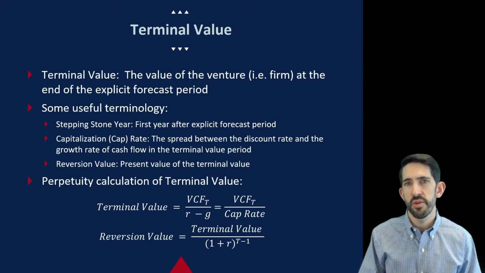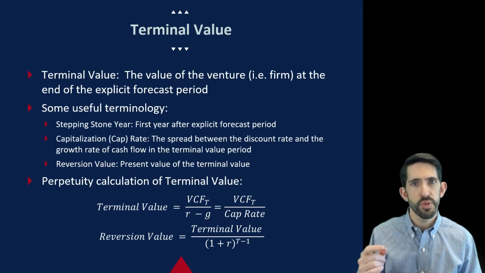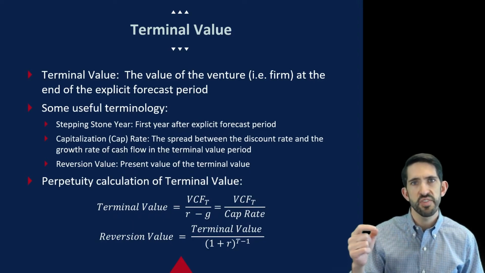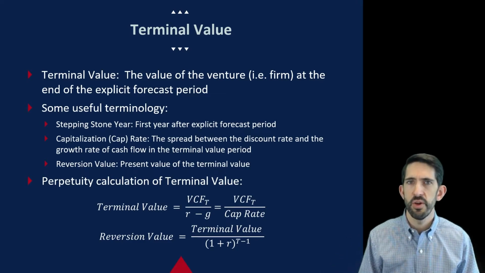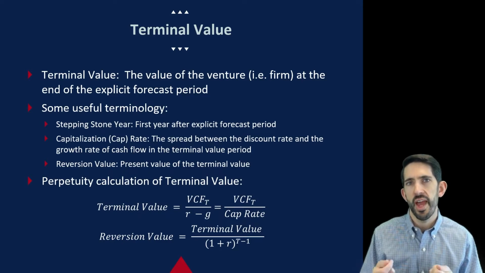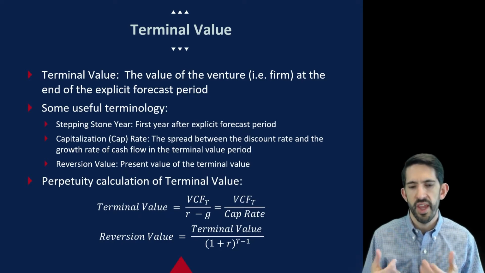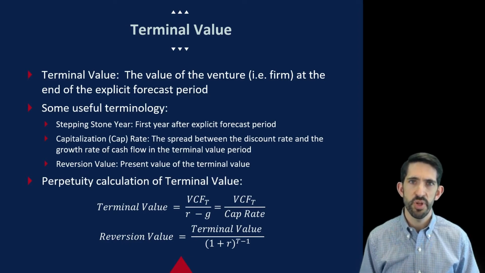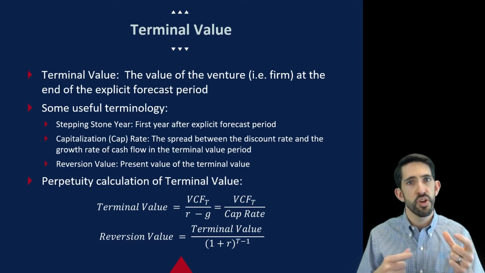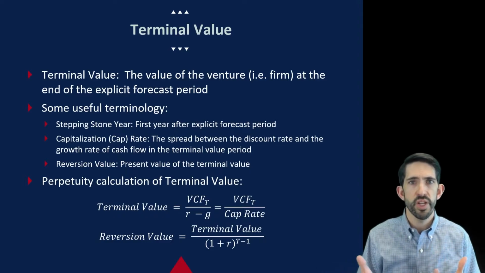We're then going to think about the terminal value as the value of the company using a perpetuity based on that cash flow in the stepping stone year. We have to discount that back at a certain rate, though, and that rate we're going to call the capitalization rate, or the cap rate. All right, that's the short form. And all that is, is the terminal discount rate, R, minus the terminal growth rate, G. So R minus G, we call that the cap rate.